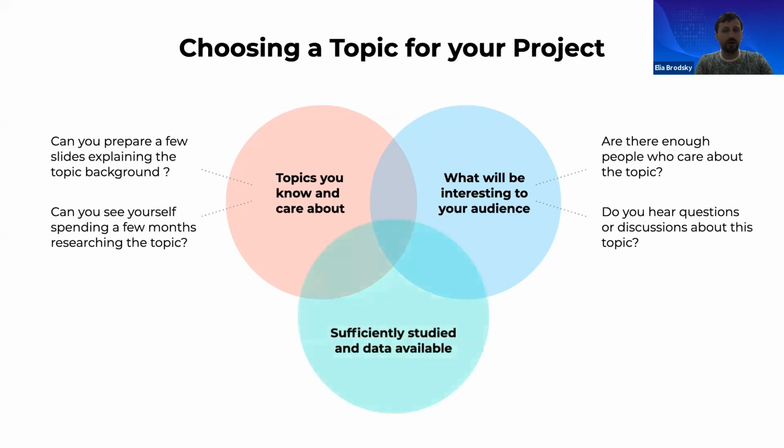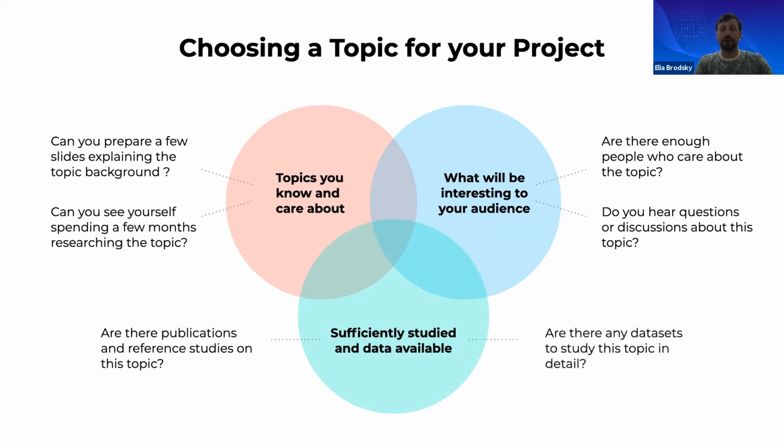And then an important critical factor that a lot of times people forget about is that there is a sufficient body of data available on this topic. So this means both publications that describe this so that you can base your analysis on some kind of a reference, and is there a particular data set, or typically a number of different data sets that you can start exploring when you consider selecting that topic. And so in the intersection of those things that you know and care about, what will be interesting to your audience, and sufficiently studied and data available, you will find the best and most impactful topic that you want to focus on.